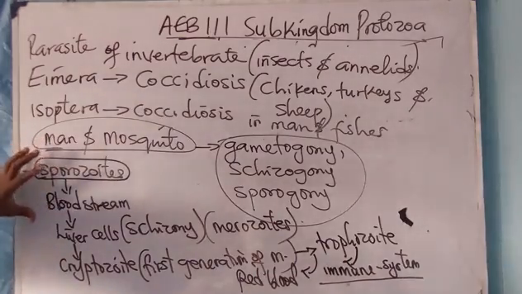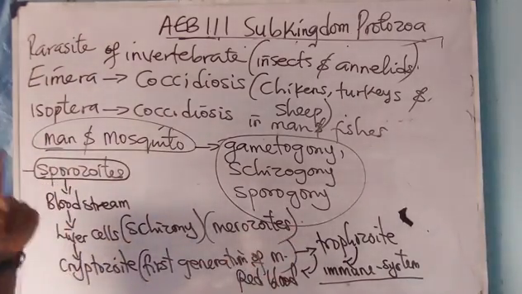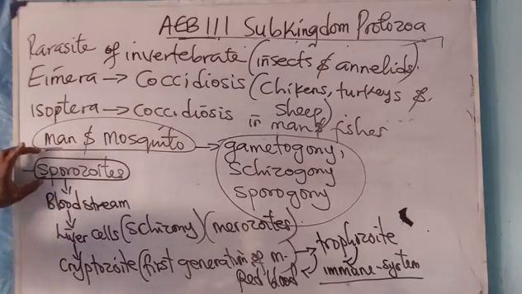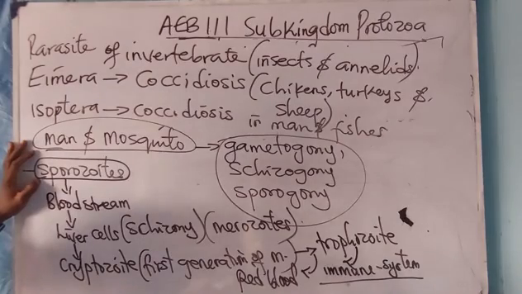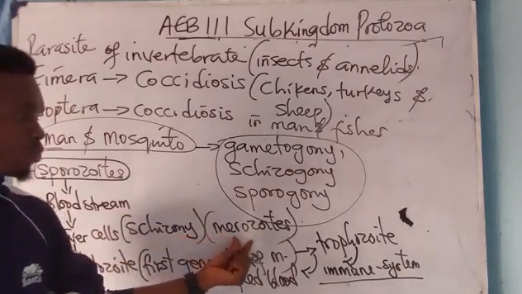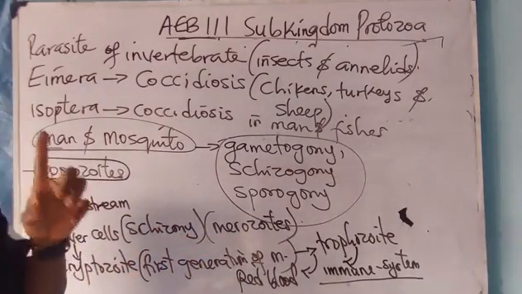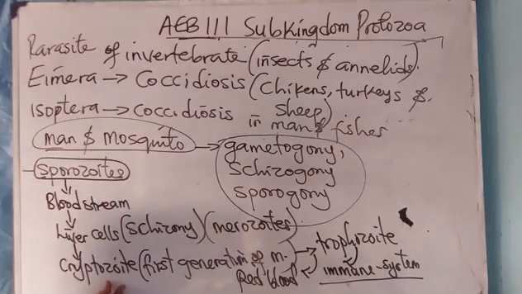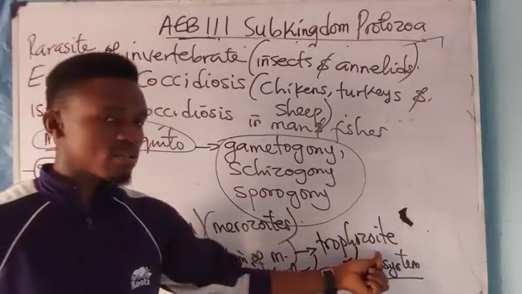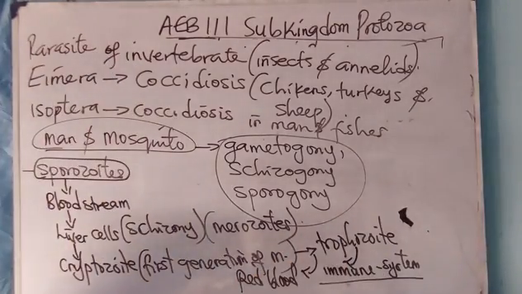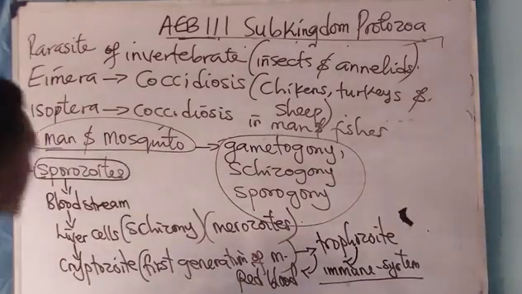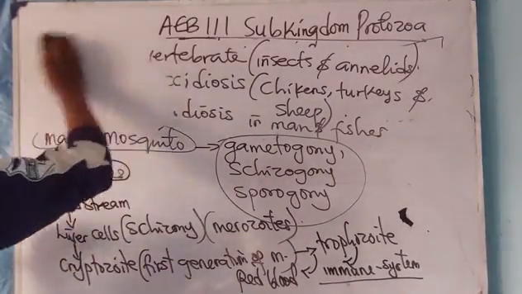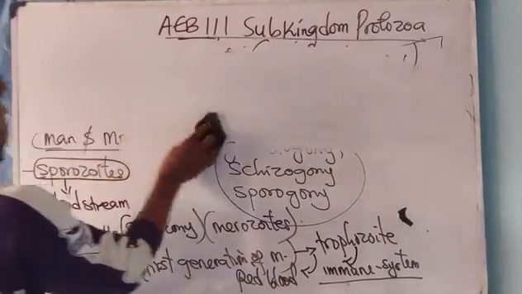With all of these explanations I've given so far, the things you shouldn't joke with are: one, the infective stage is what? The sporozoite stage. Which of these stages damages the cells of the liver? The merozoite stage. Which of these is the first generation of the merozoite stage? The cryptozoite stage. Which of these stages damages the immune system? The trophozoite stage. Now, please take note of that. It does not just stop there. The life cycle continues.